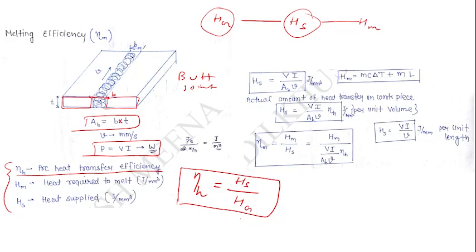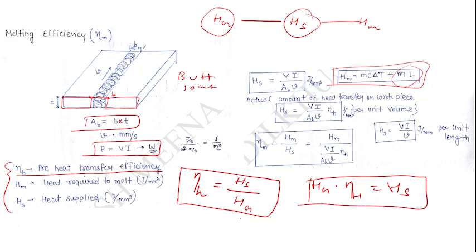So with that, this is your heat transfer efficiency. Next is Hm and Hs. Heat of melting we all know. This is the amount which is required to melt a metal, m c delta T plus the latent heat term, right? Then the heat supplied will be H generated into the efficiency, right? This will be your heat supplied.